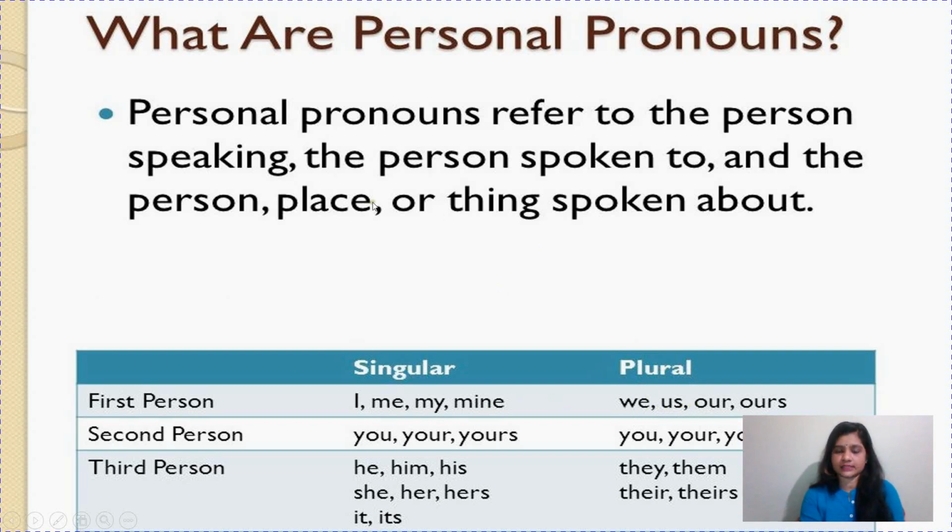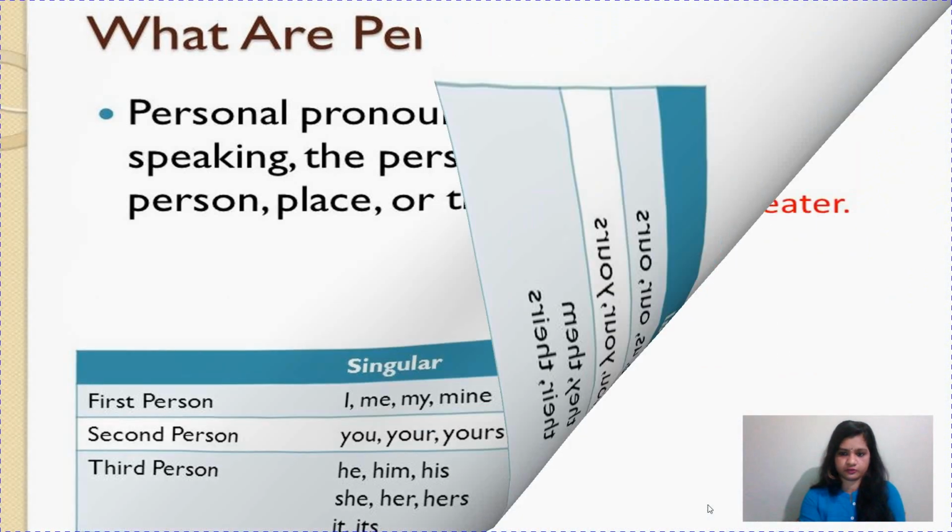Now we have read about the second person, the person spoken to. So the listener. So the listener can be you, your, yours, and the plural will be the same, you, your and yours. And third person, the person, place or thing which is spoken about. So we can use here he, him, his, she, her, hers, it, its. And plural will be they, them, their, theirs. So children, you only have to keep in your mind the first person means the speaker, second person means the listener, and third person means person, place, animal spoken about or spoken of.